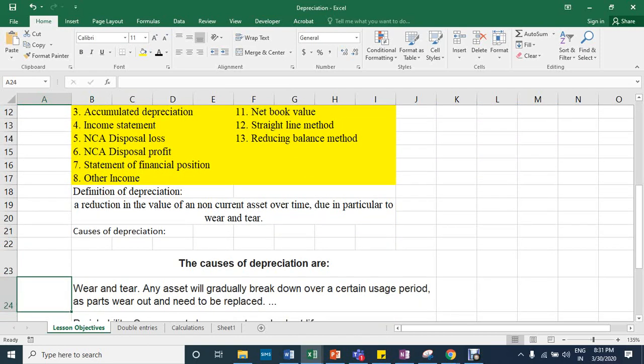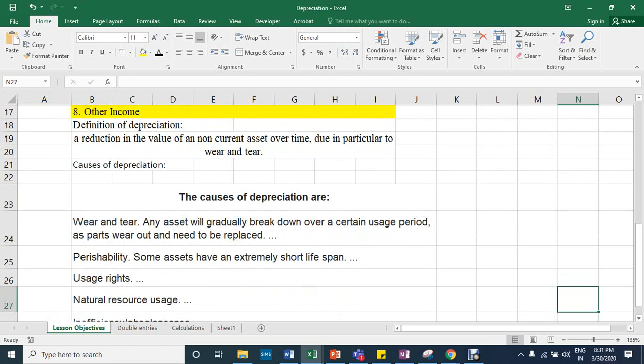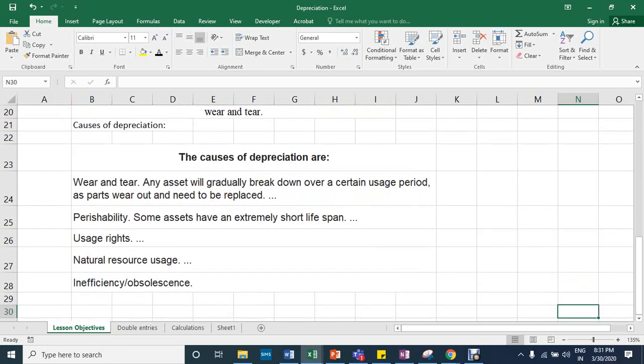Once you're done with the vocabulary, I would expect you to define what is depreciation. It is the reduction in the value of non-current asset over time due in particular to wear and tear. Wear and tear means it gets worn out. What could be the causes of depreciation? So here there are few examples given, or the causes of depreciation. Take few minutes to read.